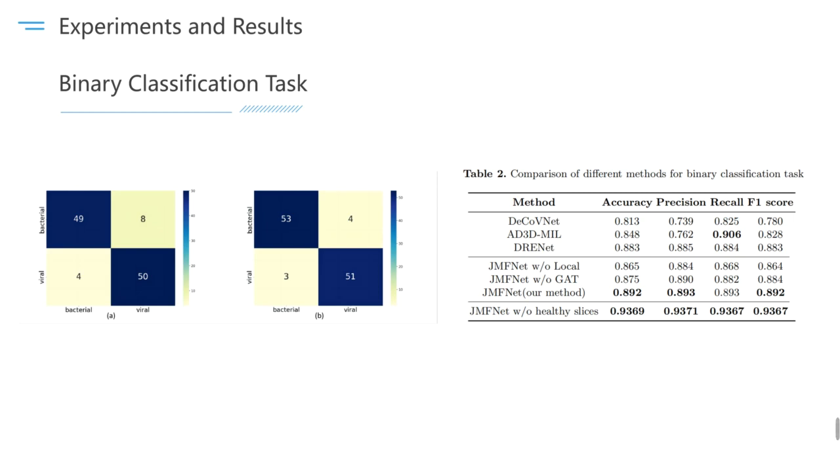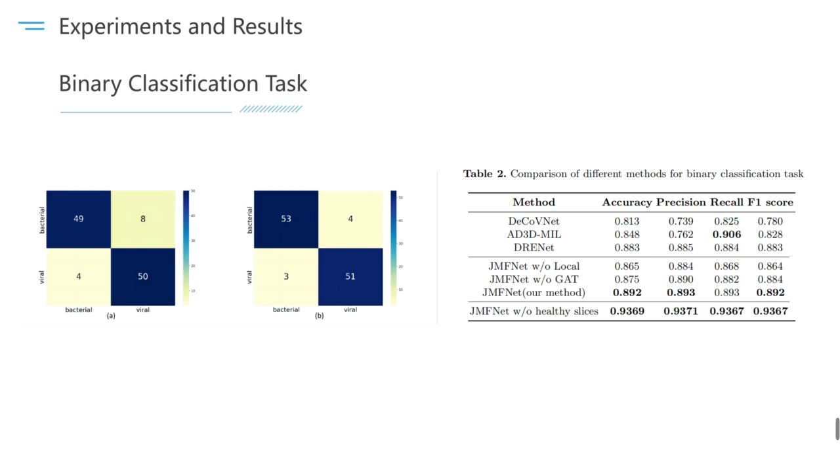However, the limited training dataset comparing solely viral and bacterial lesions led to occasional misclassifications. To rectify this, we included healthy slices in the training set, resulting in a substantial improvement in overall accuracy.